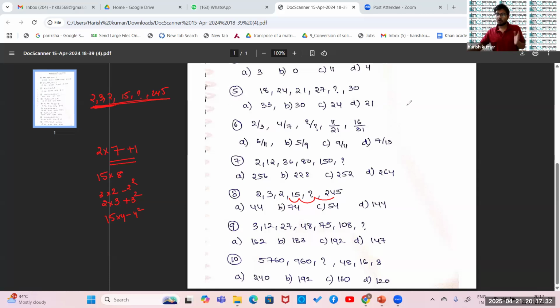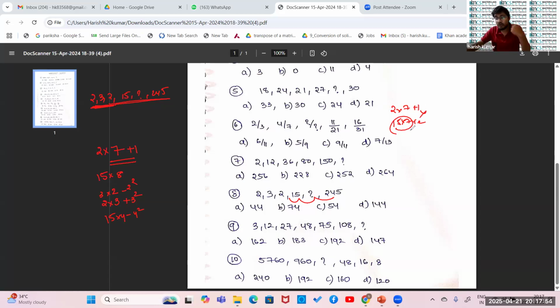So one way, how do I get to 15 from 2, right? So it is 2 into 7 plus 1, right? That is one way. Now, if I follow the same logic, it will be either 15 into 7 or 15 into 8, right? So 15 into 7 plus 2, what is 15 into 7? 105 plus 2, right? But no way, the options are closer, right? So this is not working.